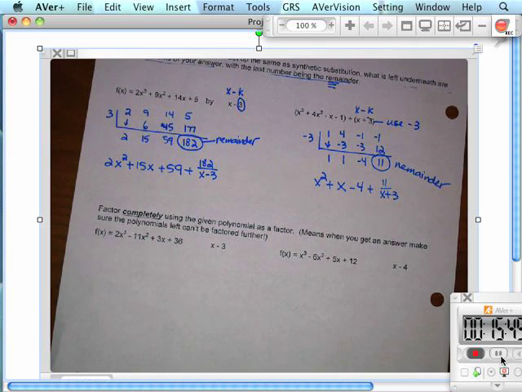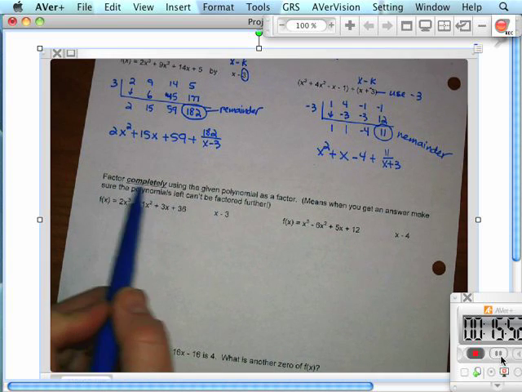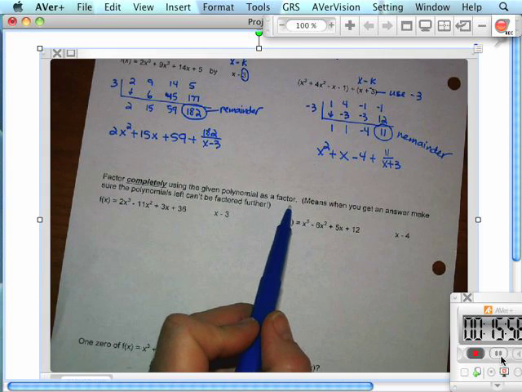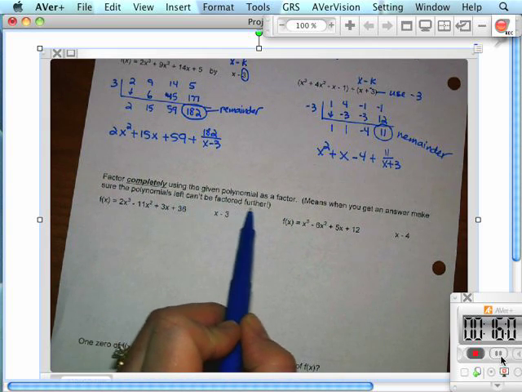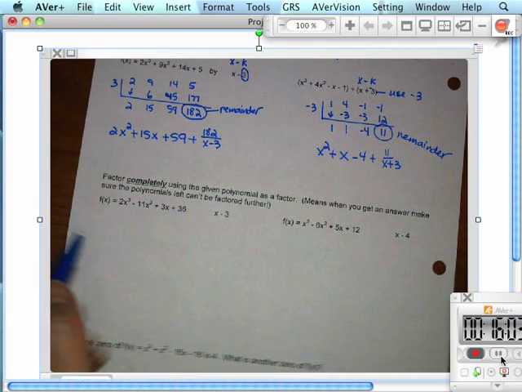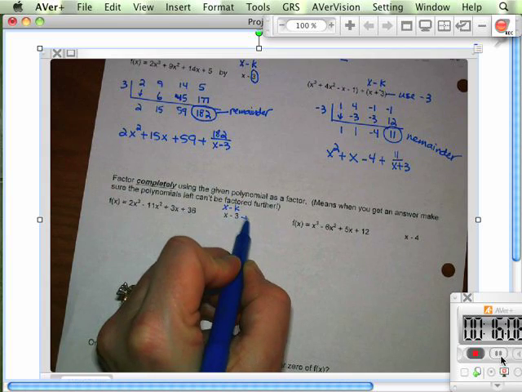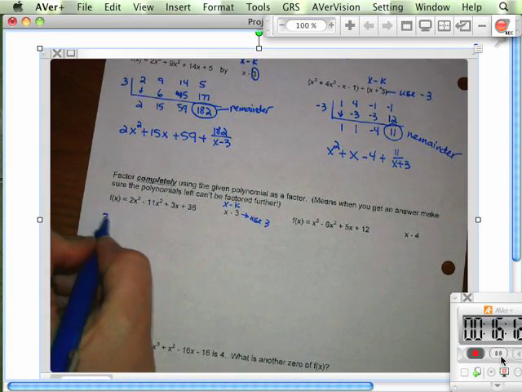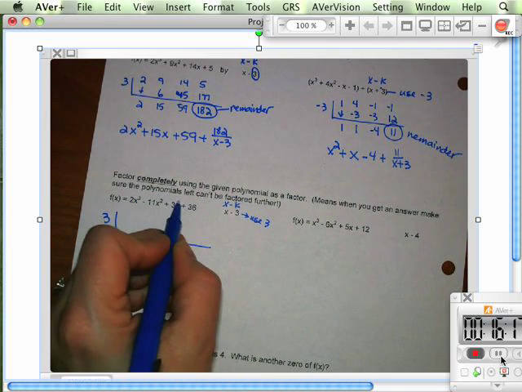All right. So you're going to be using a lot of that synthetic division. Here it says factor completely using the given polynomial as a factor. It just means that when you get an answer, make sure the polynomials left can't be factored any further. So we're going to set it up the same way. Remember, this is x minus k, so we're actually going to use just 3. So I'm going to set it up. I have 3, 2, 1. I don't need to fill in any zeros, so that's a good thing.